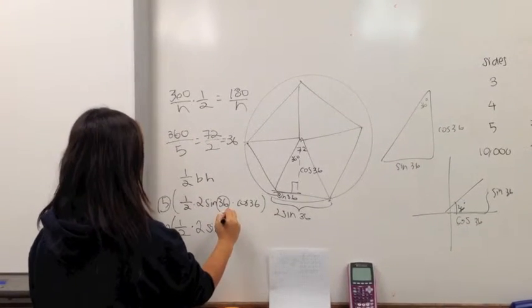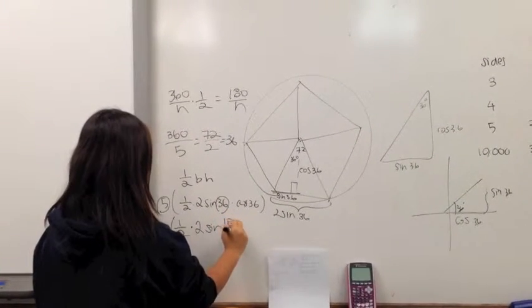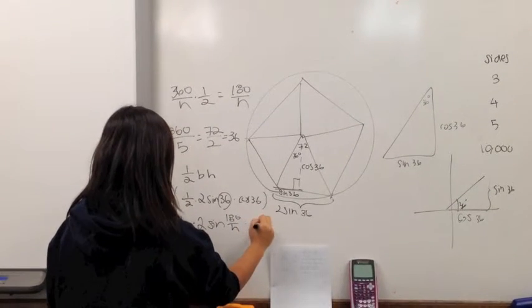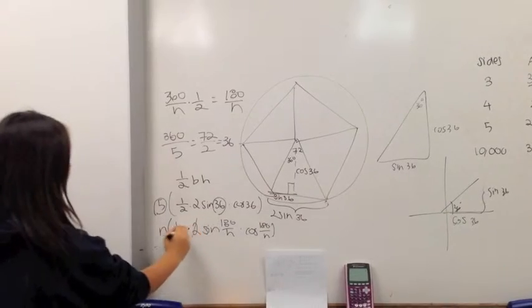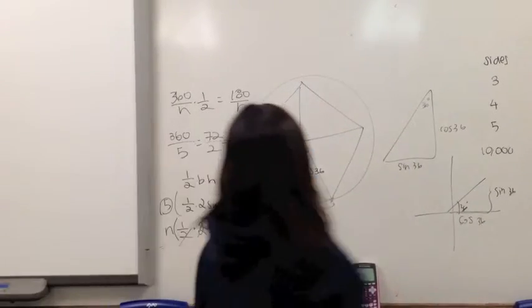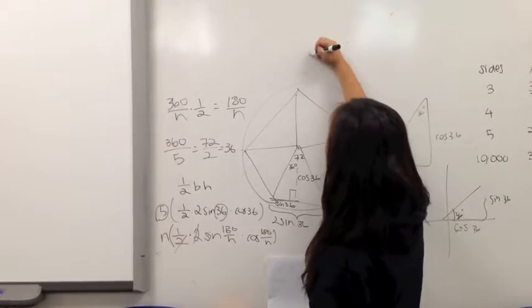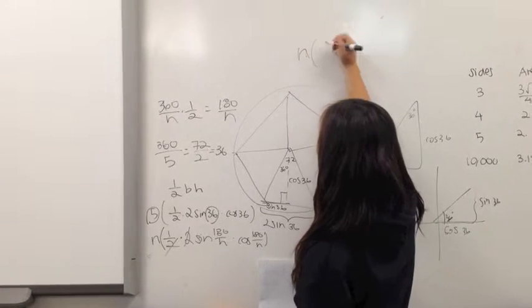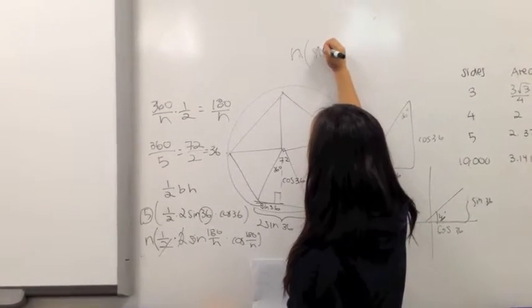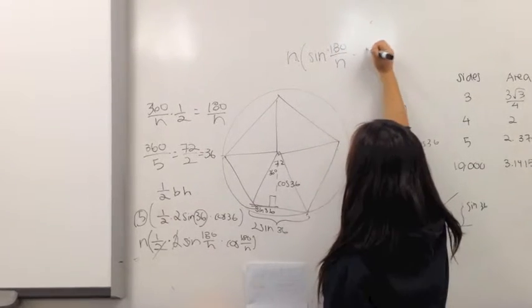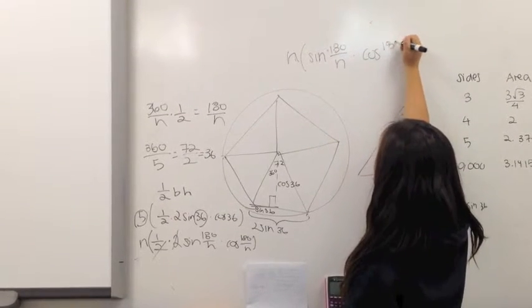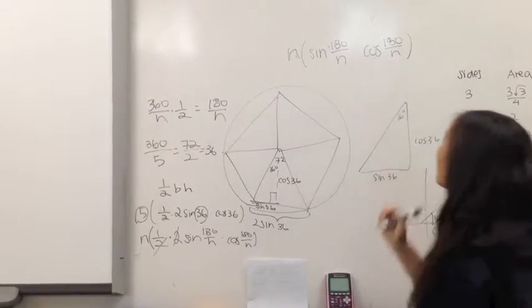So it's 2 sine 180 over n times cosine 180 over n. We simplify these two and cancel each other out to give us the general equation, n times sine 180 over n times cosine 180 over n.